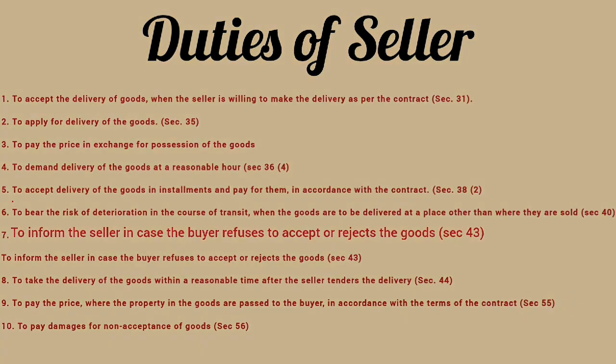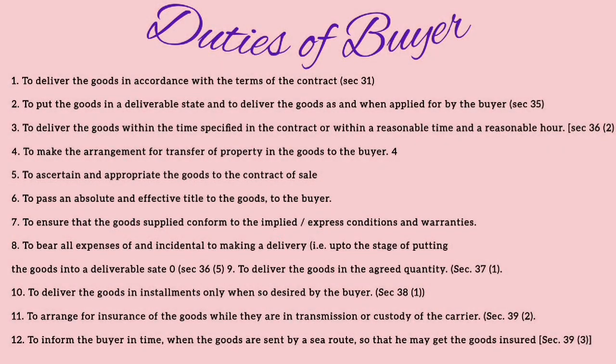What are the liabilities or duties of the buyer under the Sale of Goods Act 1930? So the first duty of the buyer is to deliver the goods in accordance with the terms of the contract as provided under section 31. Second duty of the buyer is to put the goods in a deliverable state and to deliver the goods as and when applied for by the buyer.